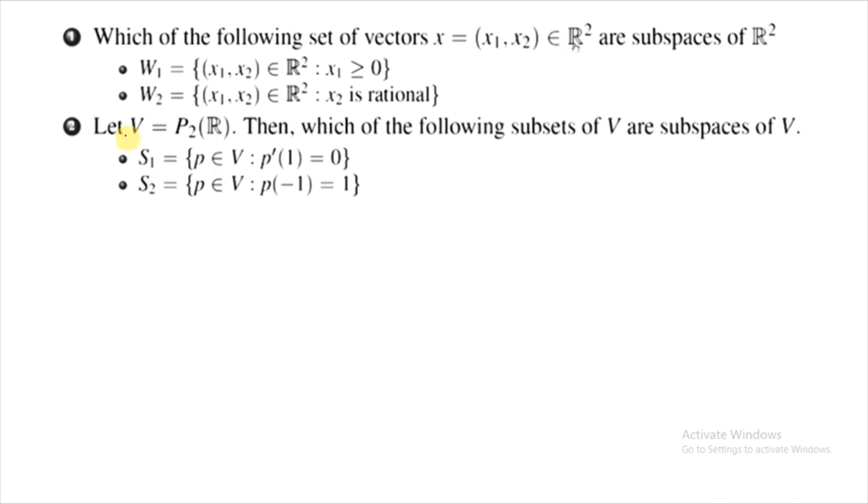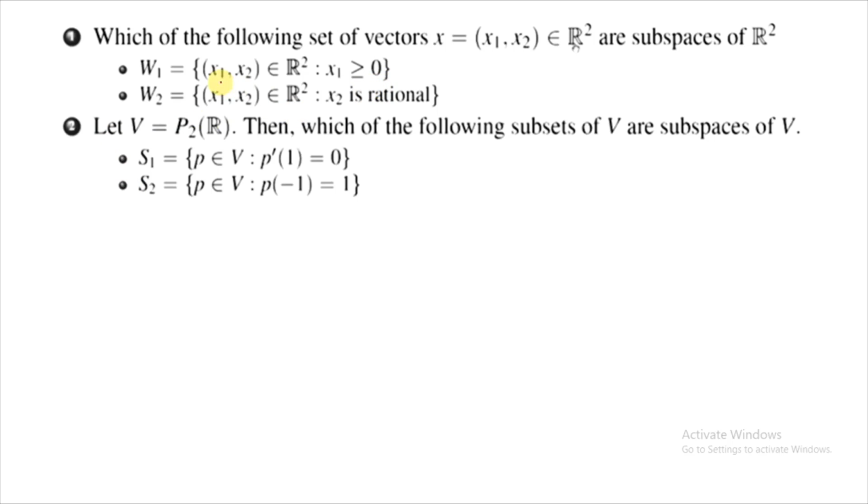Now another problem, another example. Which of the following sets of vectors in R2 is a subspace of R2? Two sets are given, W1 and W2. Which one is a subspace? Being a subspace means it satisfies vector addition and scalar multiplication. Suppose it's not a subspace, you can give a counter example. You can prove it's not a subspace by a counter example or any condition.